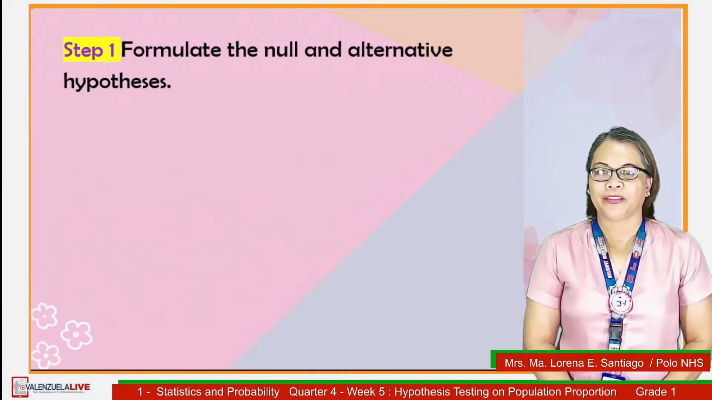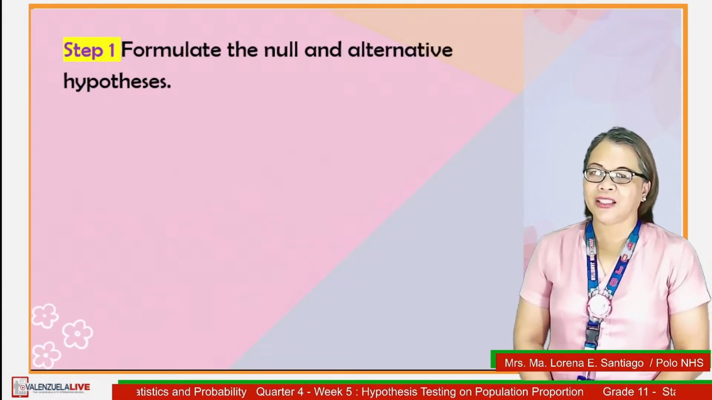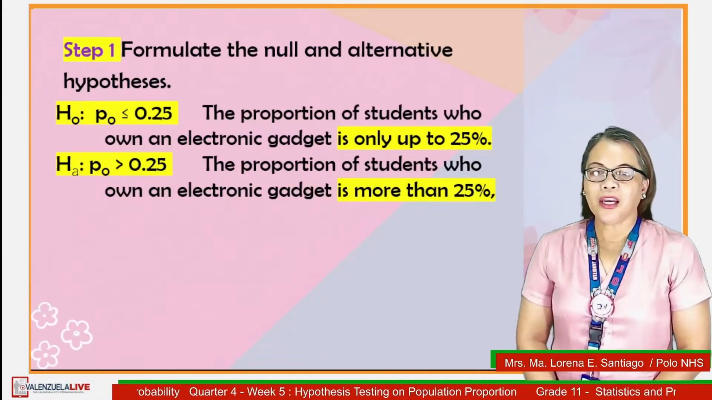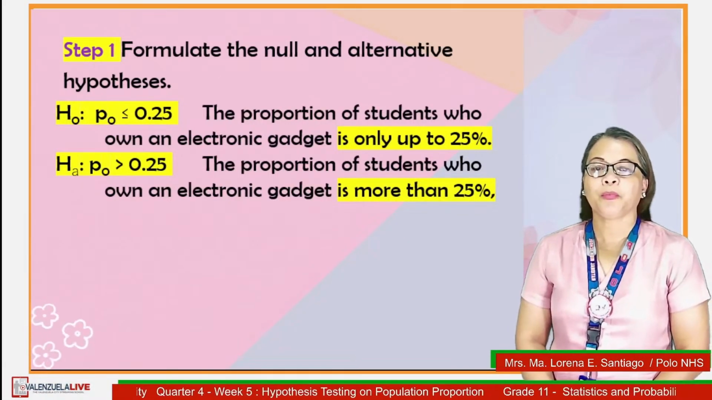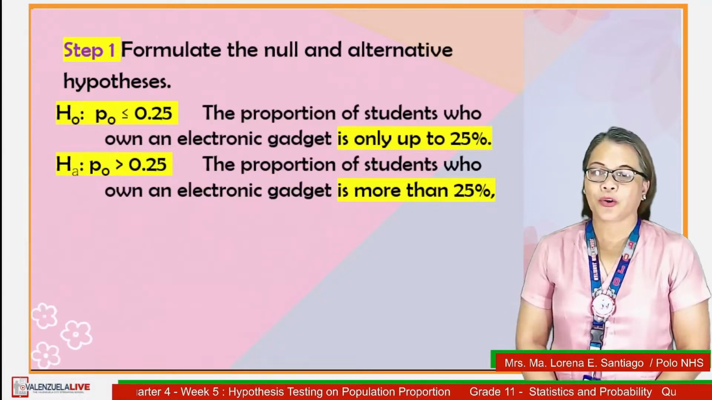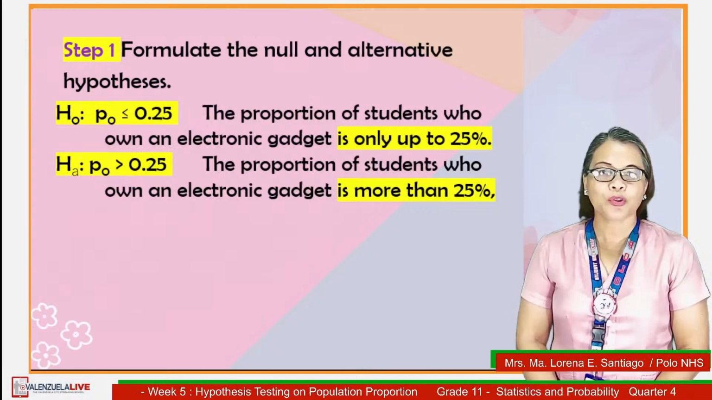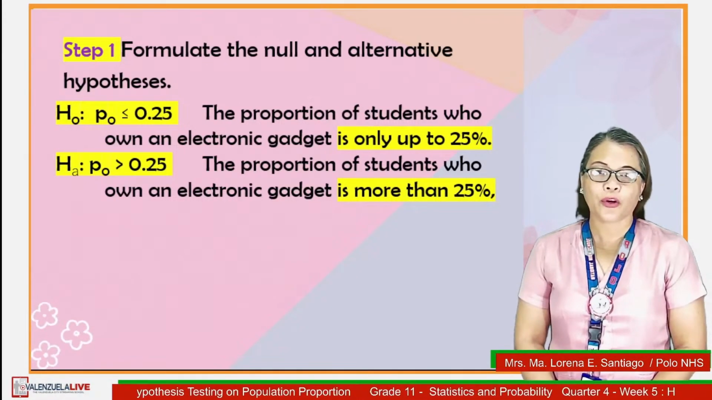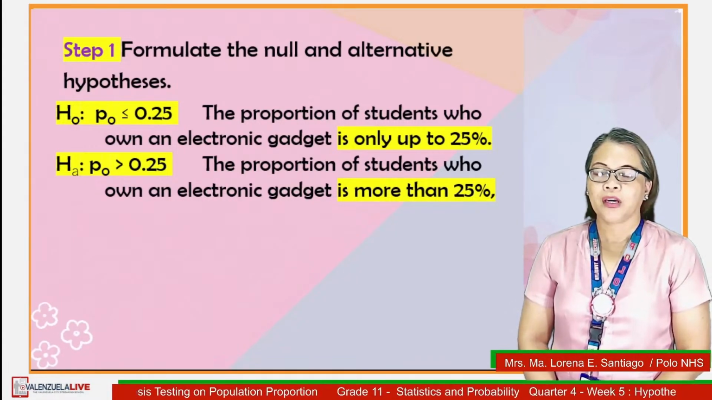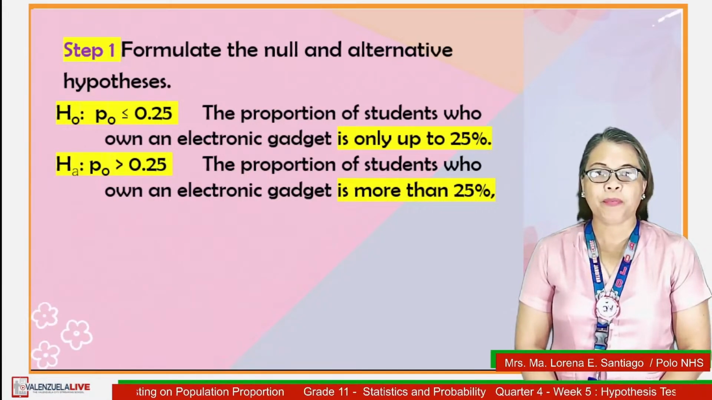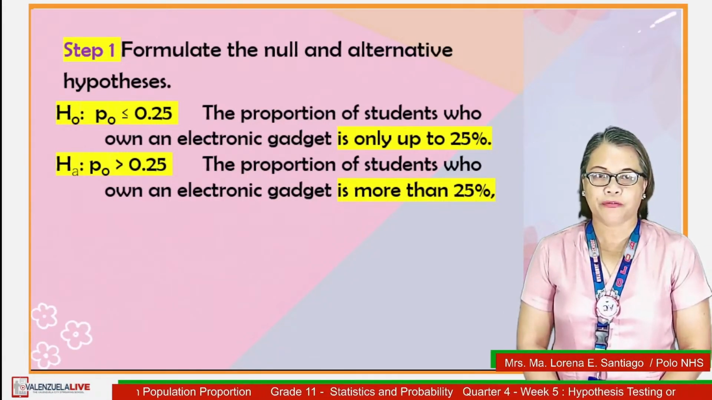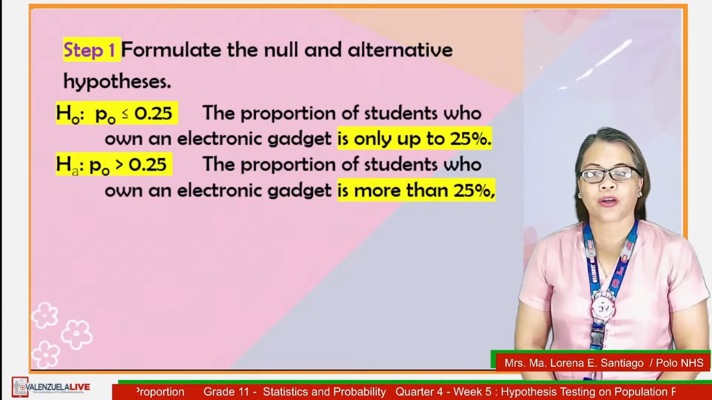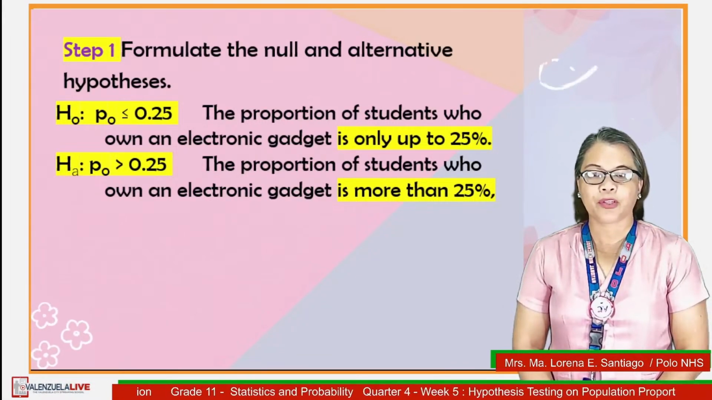Let's go to step 1. Let's formulate the null and alternative hypothesis. The null hypothesis will be coming from the proportion of students who own an electronic gadget, and it is only up to 25%, which means our p sub 0 would be less than or equal to 0.25. The alternative hypothesis would now be p sub 0 greater than 0.25. This is because the proportion of students who own an electronic gadget is more than 25%.